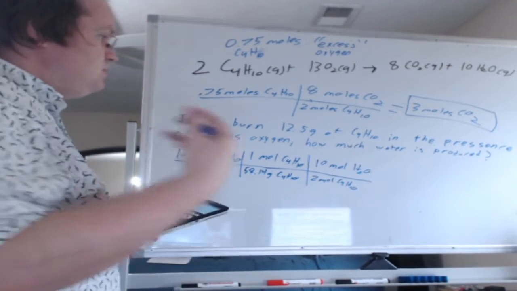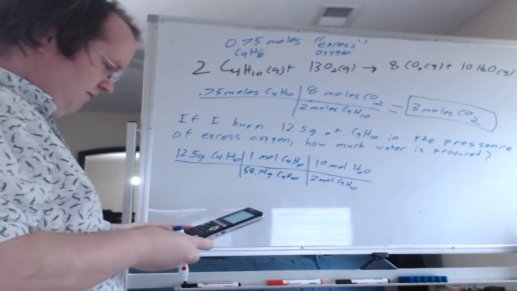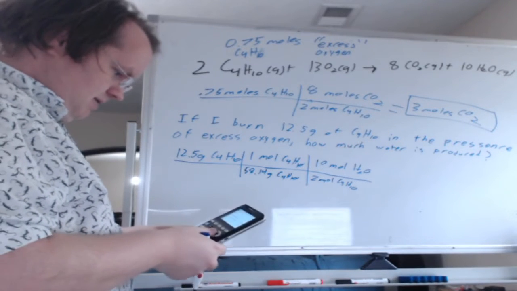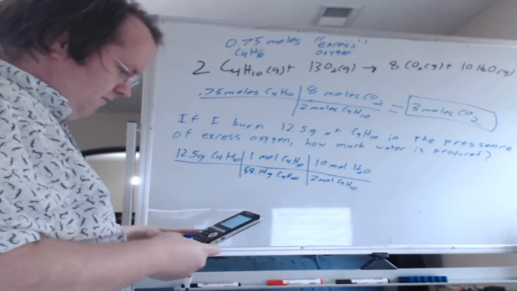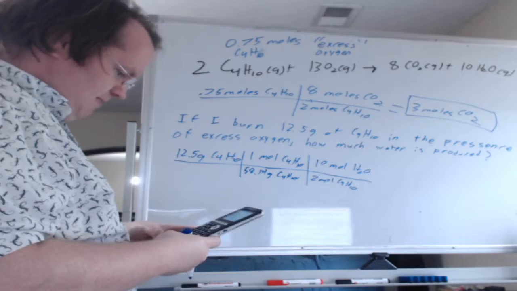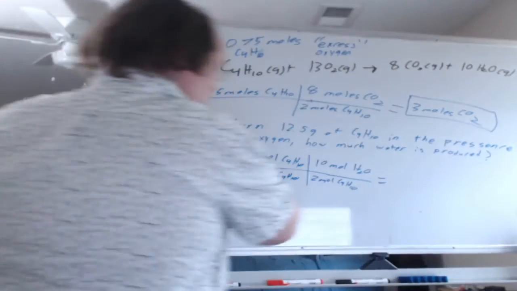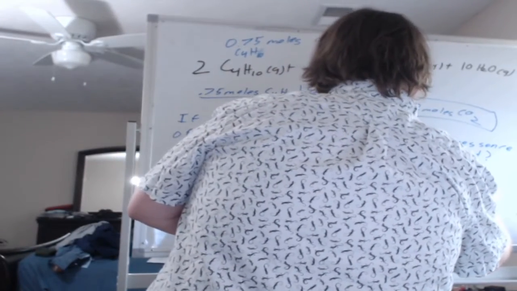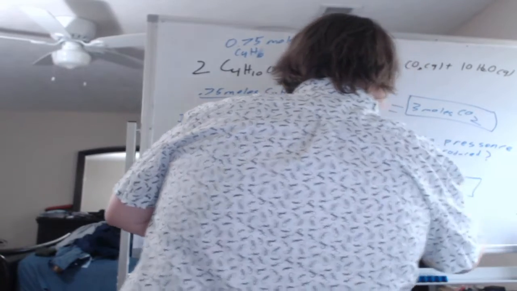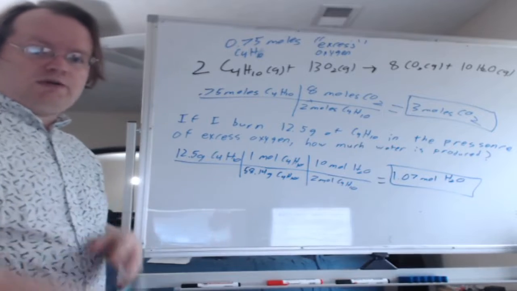But if you had to, you could keep going and you could do this gram to mole conversion, but going back to water. So we have 12.5 grams divided by 58.14, which is its molar mass, and multiplying by 10 and dividing by 2. I get that I'm going to be able to make, we had 3 sig figs at the start, so 3 sig figs in the answer, 1.07 moles of water. And if you need to, you could also find the mass of that by multiplying it by 18.02, which is the molar mass of water.